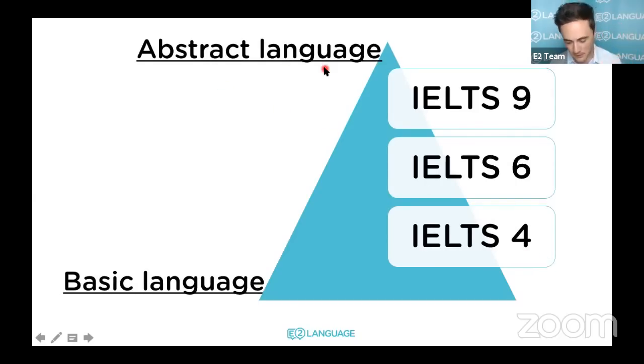language must follow ideas. The language must attend the ideas. So if you have boring ideas, you're going to use basic language. If you have interesting ideas, you're going to have to express them using interesting language. So to get to the top of the pyramid, to get to the IELTS 9, you have to have great ideas and you have to have the language that can come with those ideas to express it. All right?